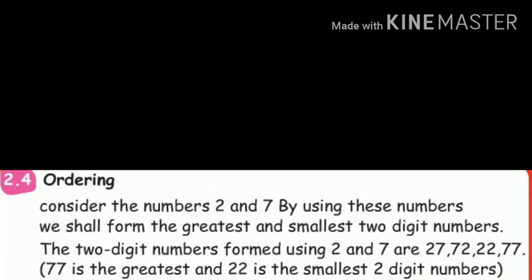Consider the numbers 2 and 7. By using these numbers, we shall form the greatest and smallest two-digit numbers. The two-digit numbers formed using 2 and 7 are 27, 72, 22, 77. 77 is the greatest and 22 is the smallest two-digit number.